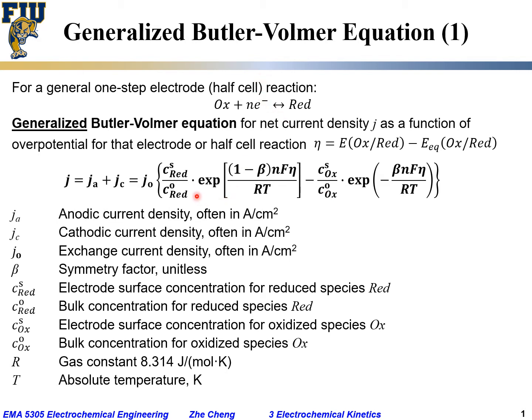But now, when we have to consider that the concentration gradient within the system is no longer uniform, we have this ratio to take care of it, both for the reduced species going through the anodic or oxidative reaction, and for the oxidized species going through the cathodic or reduction half-cell reaction. Okay, so this gives us the generalized Butler-Volmer equation.